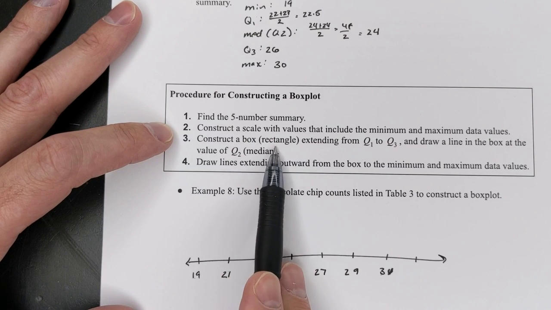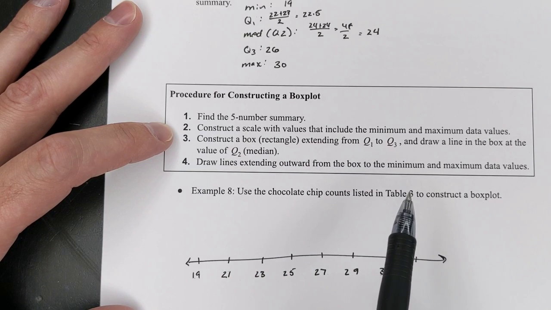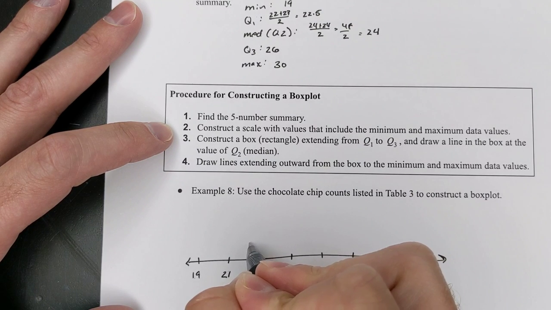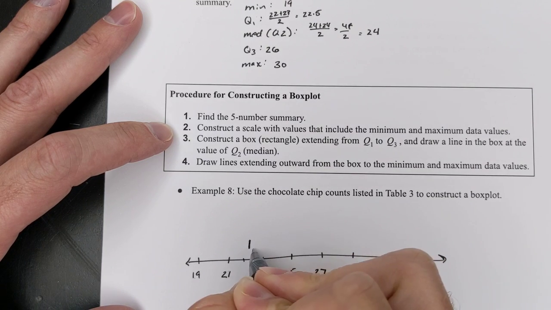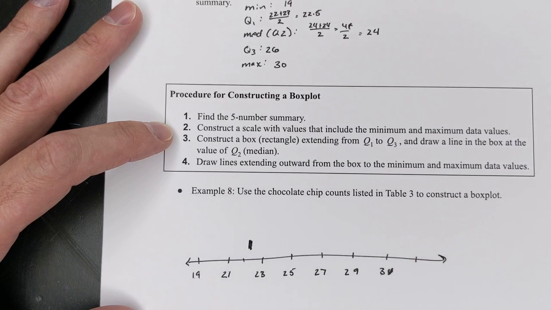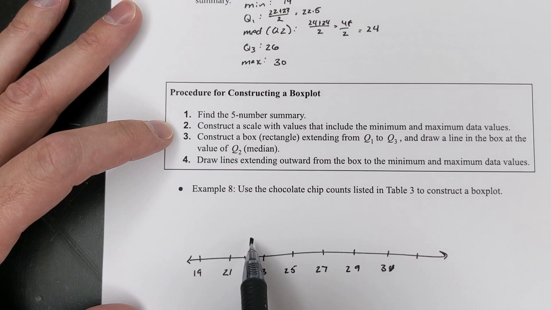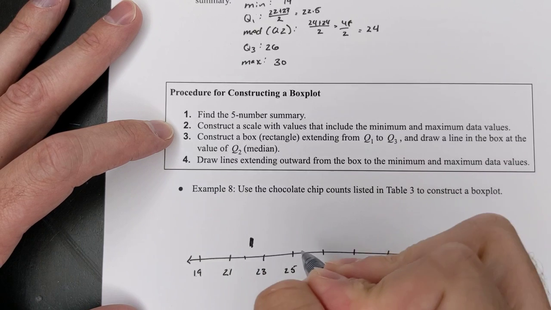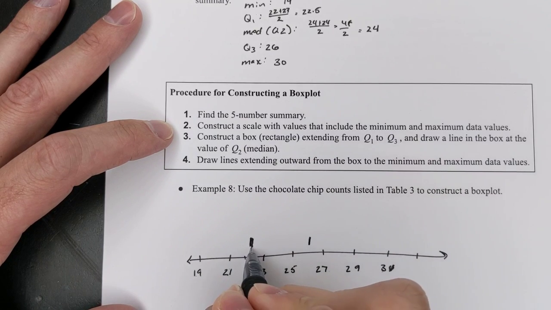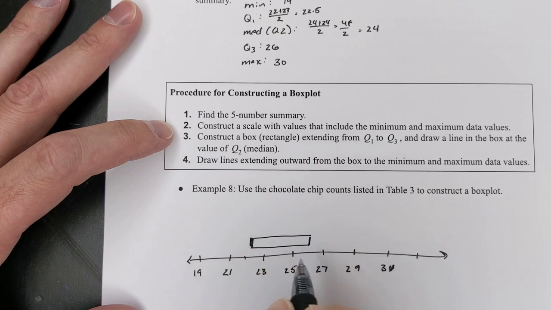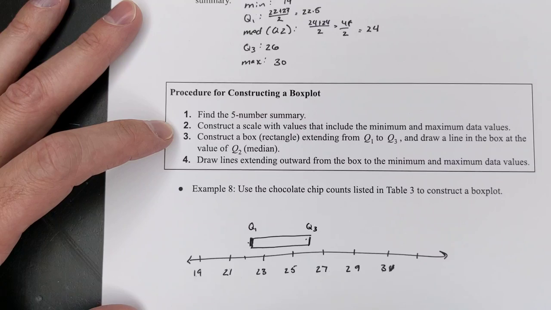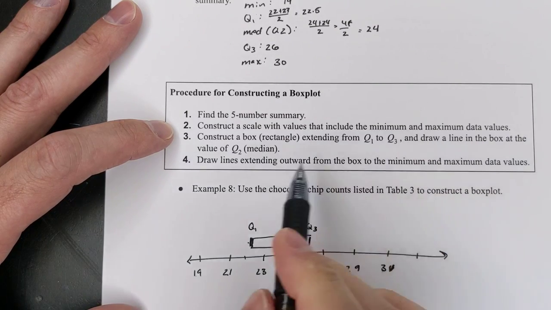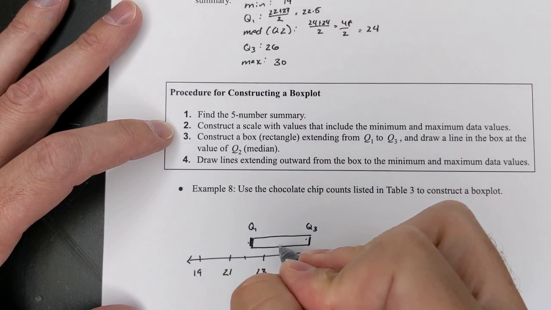So it says construct a box or a rectangle extending from Q1 to Q3 and draw a line in the box at the value of the median. So what that looks like is, Q1 is 22.5, so that's about here. This is a real rough sketch. 22.5, there's Q1. Q3 is at 26, which is halfway between 25 and 27, and then we construct a rectangle. So these two vertical sides are Q1 and Q3. And then we draw another vertical line in the box at the value of the median. The median is 24, so that's right here.